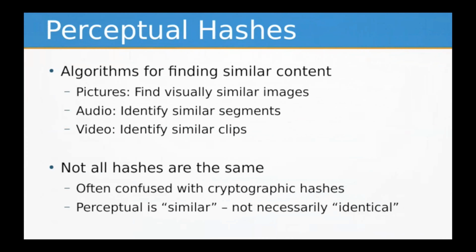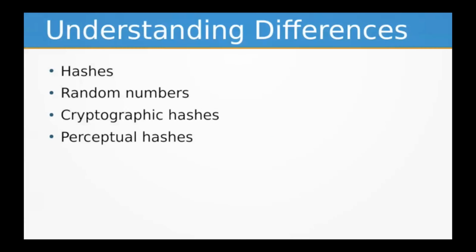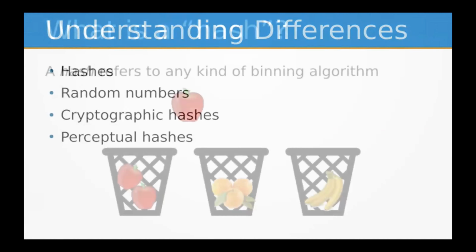When people hear the word hashes, they usually think about cryptographic hashes, which are used to tell if two files are the same. Perceptual hashes are a different concept. They are used to compare based on similarity. For pictures, they can find variations of the same image. And for audio and video, they can identify similar segments or clips. To help explain these differences, I'm going to go back to the basic definition of a hash and how they relate to random numbers, cryptography, and perceptual attributes.